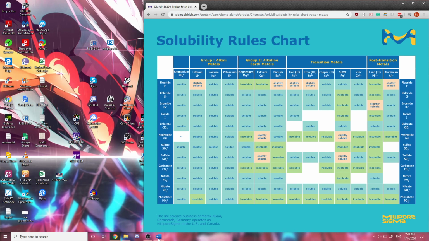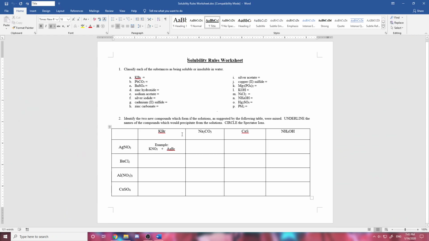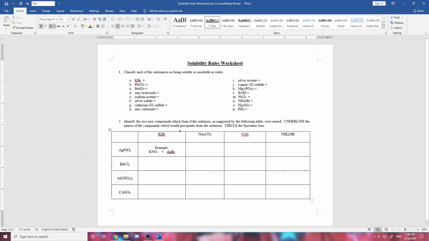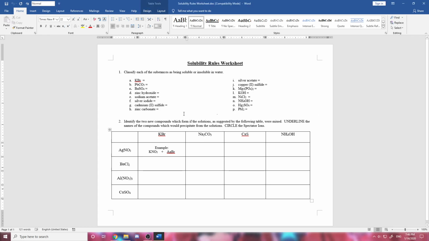Okay. So what are you going to do with this information? Well, I have a worksheet for you that your sub will pass out or should have passed out. It's really simple. It's one page. This is going to be due on Thursday night. So you have Wednesday and Thursday to do it. So it'll be due Thursday night.